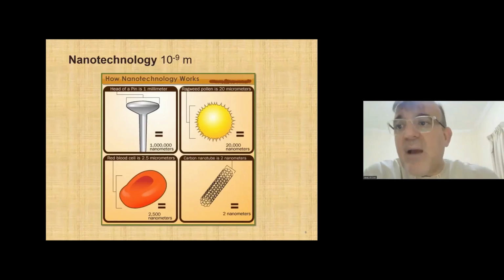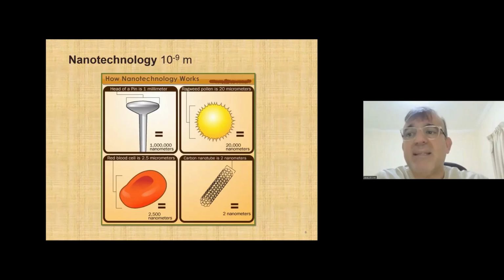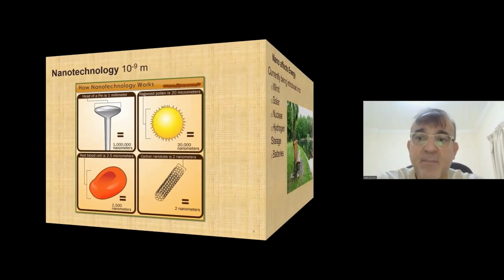Now we need to get an idea about nanotechnology, as known by 10 to the power minus 9. The head of a pin is 1 millimeter, ragweed pollen is 20 micrometers, a red blood cell is 2.5 micrometers, and a carbon nanotube is 2 nanometers. So you can compare the size or dimensions of a nanometer, represented by CNT carbon nanotube, with the other micro sizes.